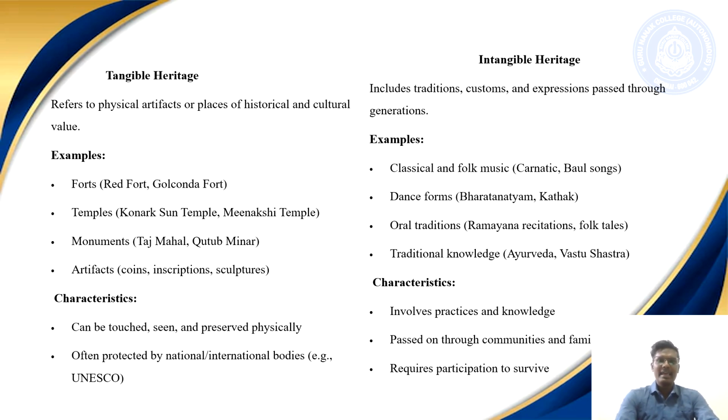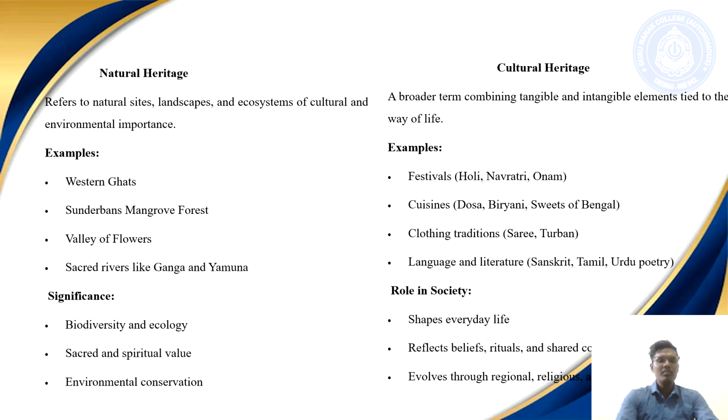Now, let's see the characteristics of tangible and intangible heritage. Tangible heritage can be touched, seen, and even preserved physically. Intangible heritage involves practices and knowledge. It's more subjective, passed through communities, families and generations. Now let's see natural and cultural heritage. Natural heritage refers to natural sites, landscapes, and ecosystems of cultural and environmental importance.